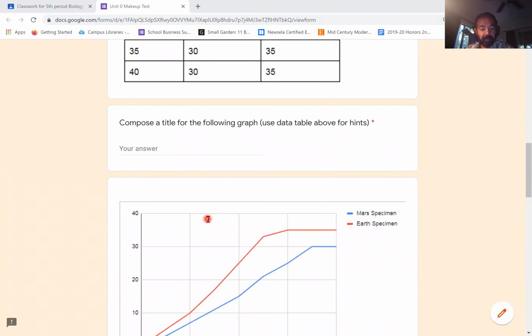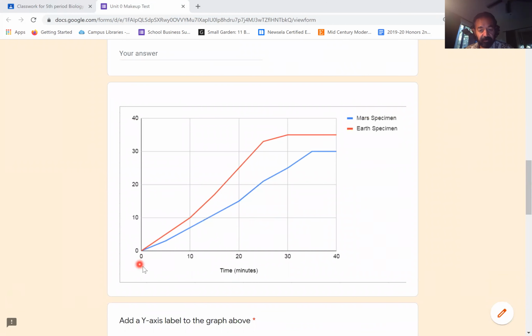So then you have the graph down here, graphing time over 40 minutes. The Martian specimen is red. The Earth, I should have flipped those. The Martian specimen is blue. The Earth specimen is red, right? So they're both going up over time. They're both releasing gas over time. Looks like the Martian specimen just does respiration, releases CO2 at a slower rate than the Earth specimen. That's it, right? So it looks like it's alive. Over 40 minutes, it's releasing gas, right?